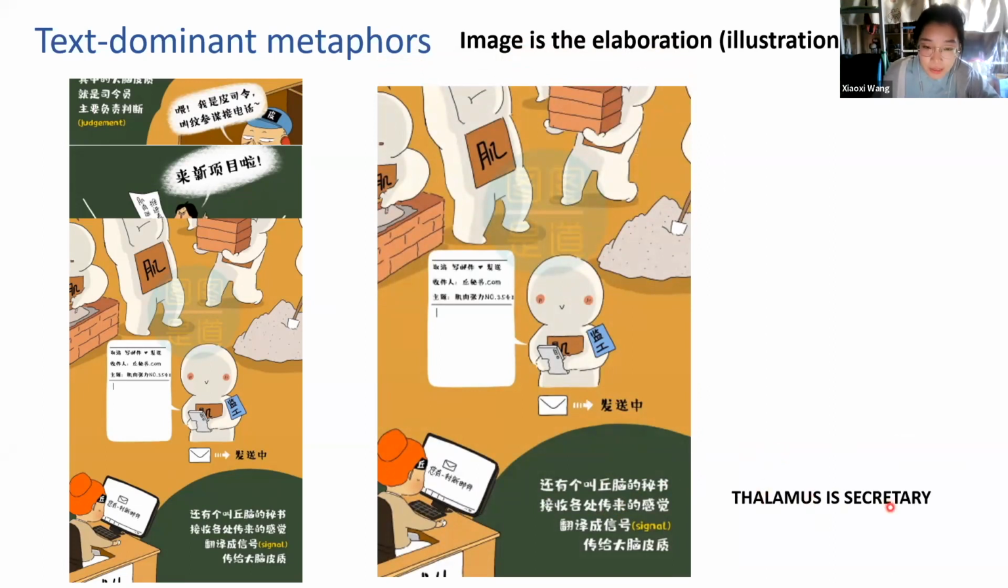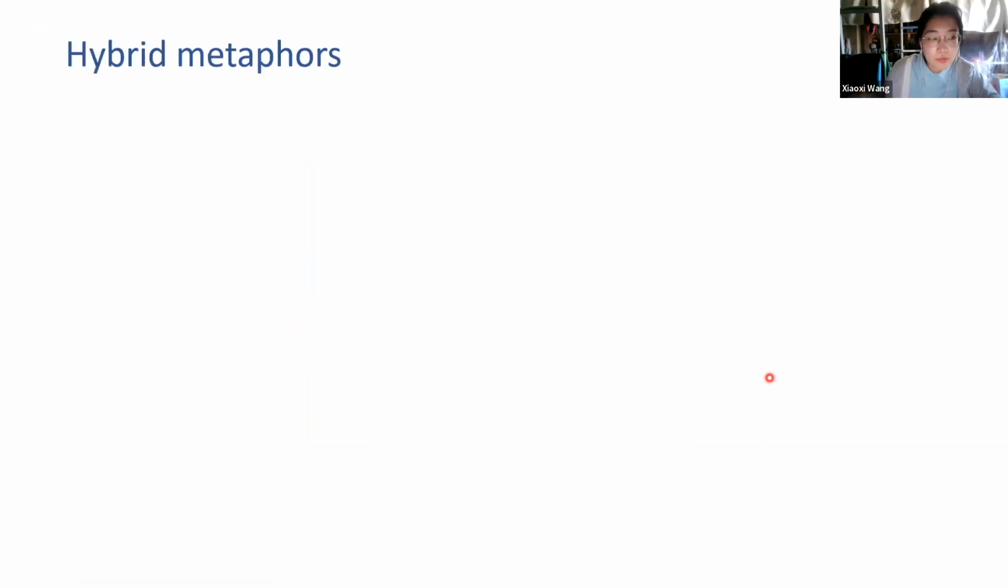The thalamus is a secretary. So here also the picture is not involved in construction, but it's more vivid. So we can see all of those metaphors I have mentioned are personification, which according to Lakoff and Johnson is an ontological metaphor that allows the audience to understand the experiences of various non-human entities. And next is the hybrid metaphor.